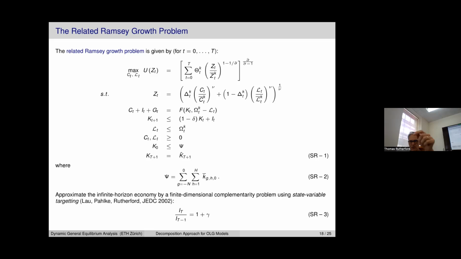I also showed early on that state variable targeting, and that's what's going on here. You have the initial capital stock, and then you have, let's see, no, that's the initial capital stock. Oh, those are fixed. So where's the, oh, there's K T plus 1. So K hat T plus 1 is the post-terminal capital stock. And that's using this RJDC paper in 2002 for doing that.